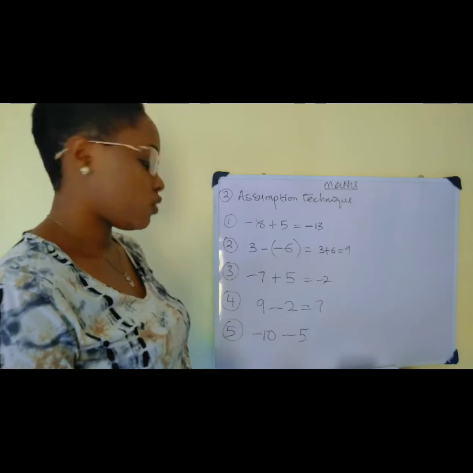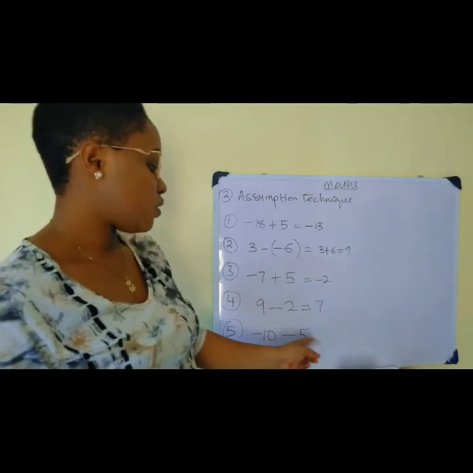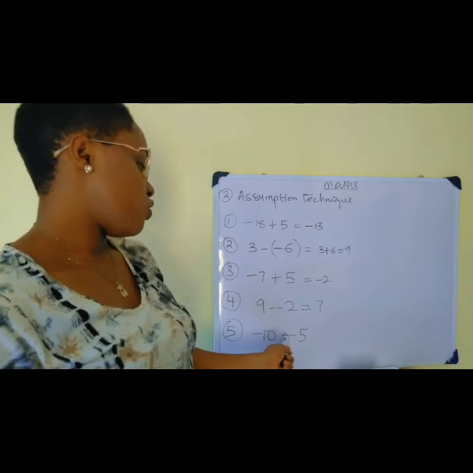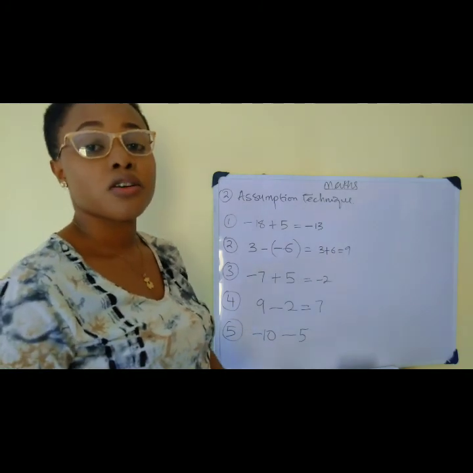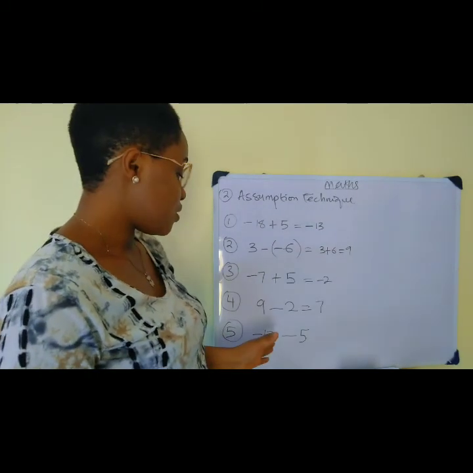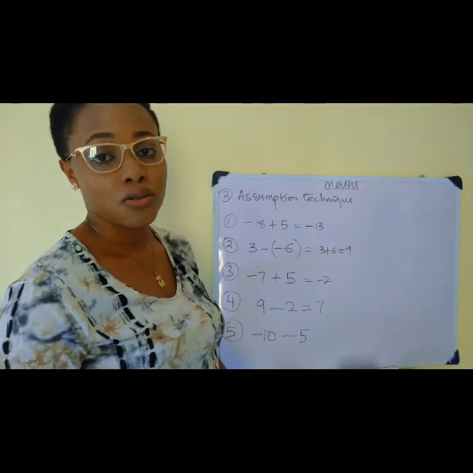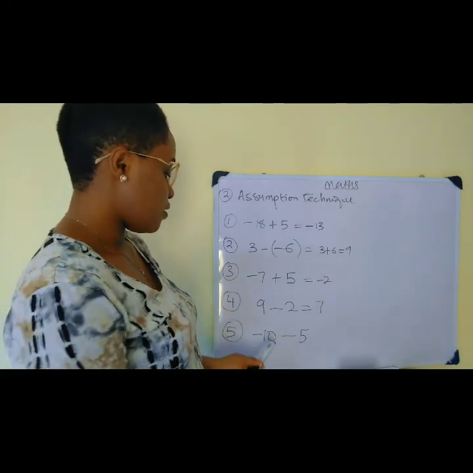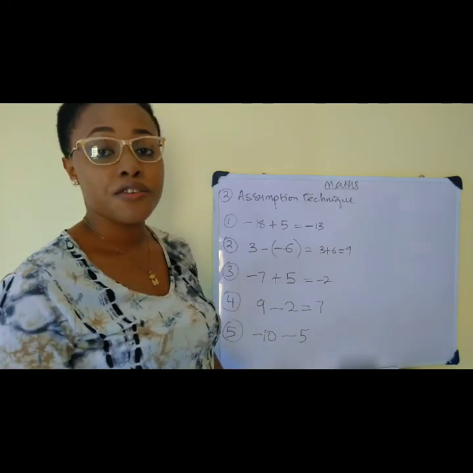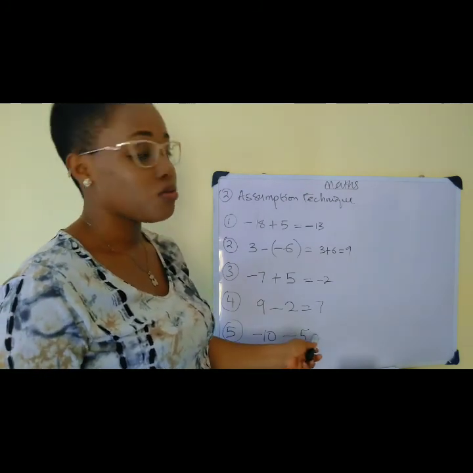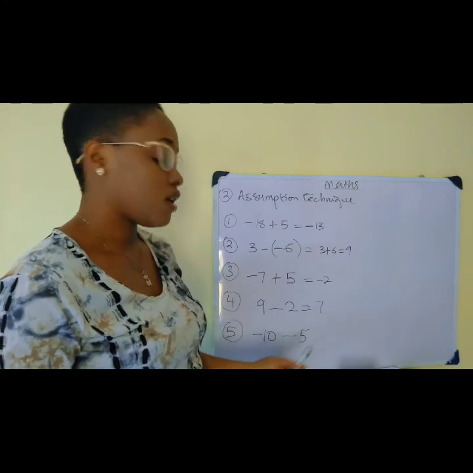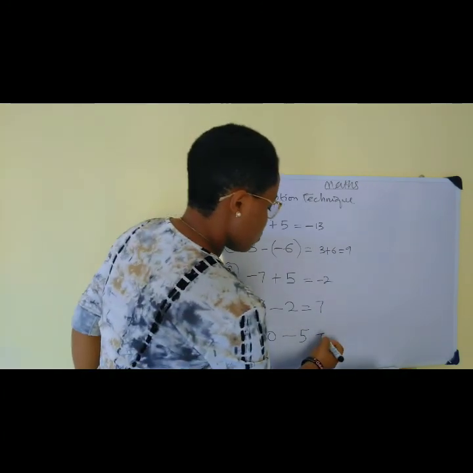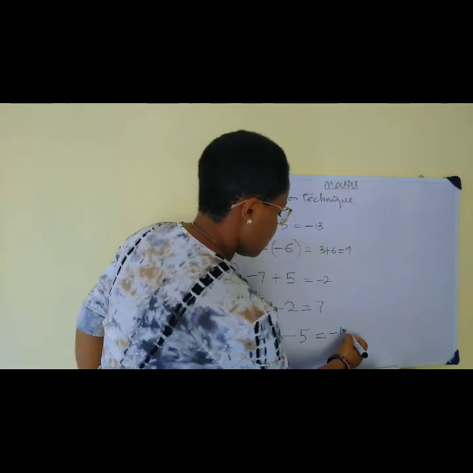The fifth question is a negative 10 minus 5. So you're owing 10 and you're also owing 5. So this is the total number of debts you're owing. So all you have to do is add the numbers together. This is 10 plus 5 is 15. But the sign will still be negative because this is just an accumulation of debt. So this is going to give us a negative 15.